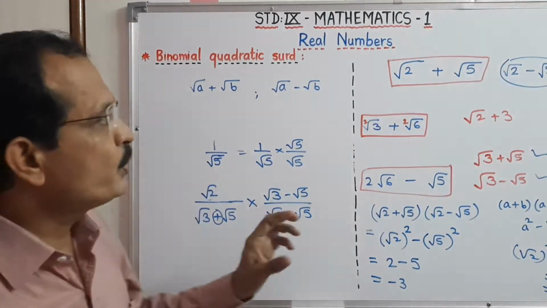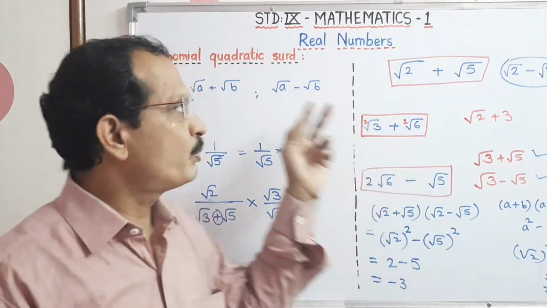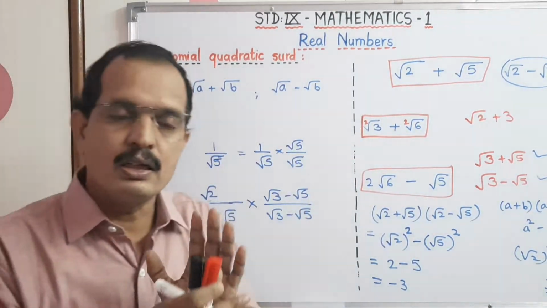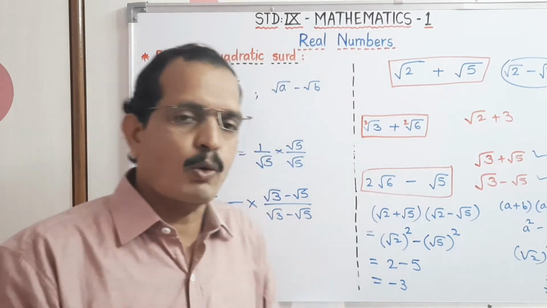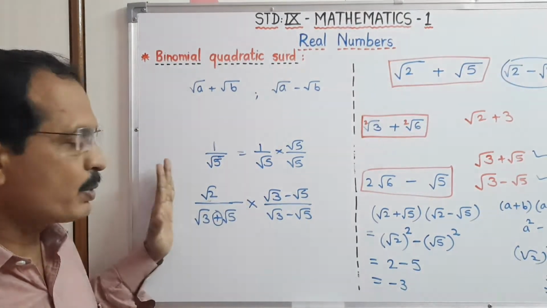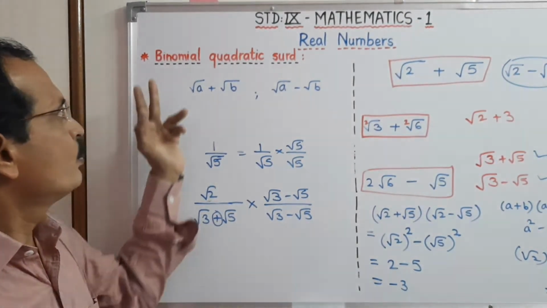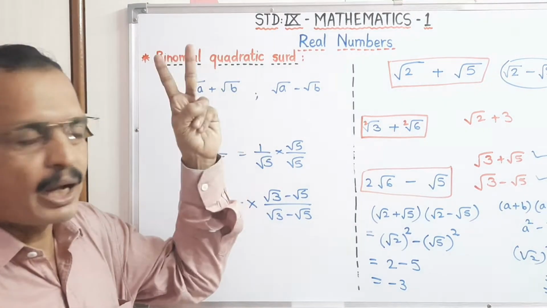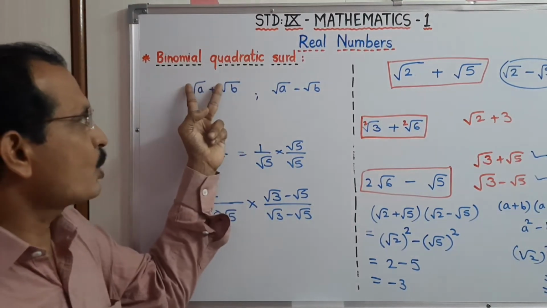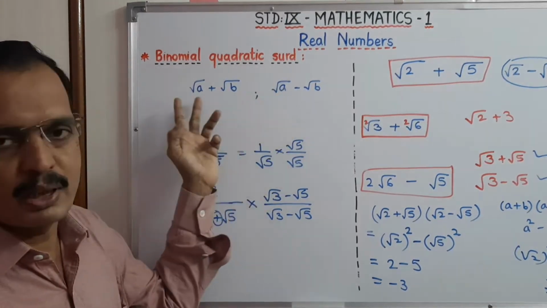That means if we multiply the conjugate pair, or the product of the two conjugate pair of a binomial quadratic surd, it is a rational number. By using that property we can rationalize the denominator in such type of questions. Now, everyone understood what binomial quadratic surds are. Bi means two, quadratic means order two, and they are surds.